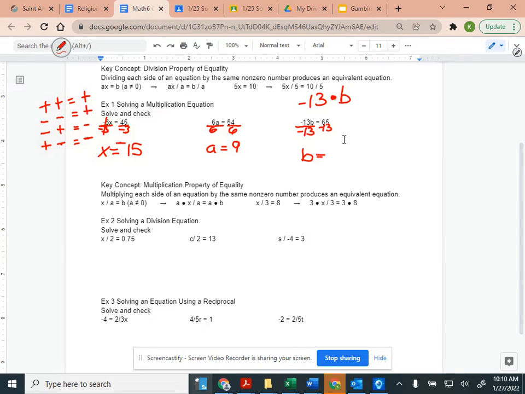5. Very good. Positive or negative? Negative, because we have a positive and a negative. And remember, when there's a positive and a negative, our answer will be negative. So always double check. Is my answer going to be positive or negative?